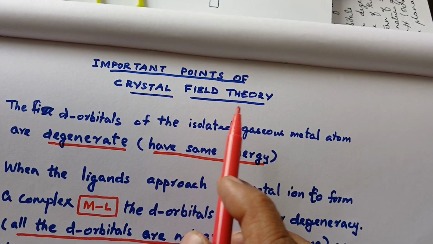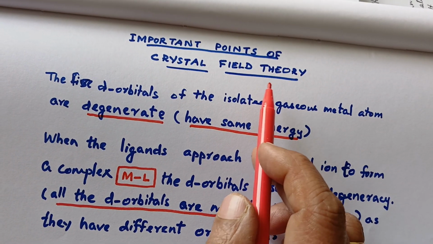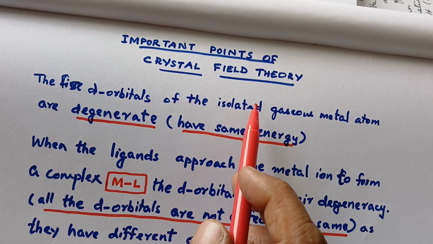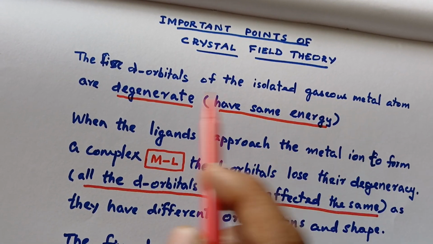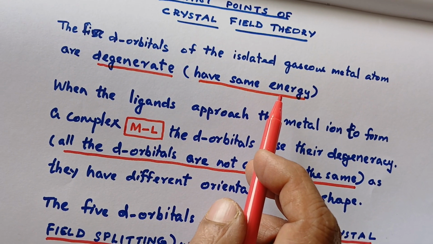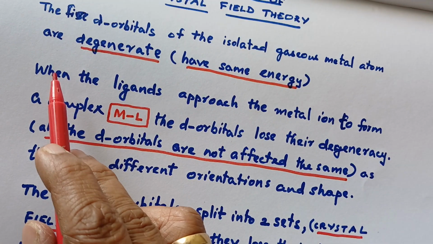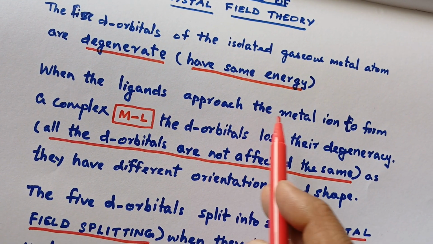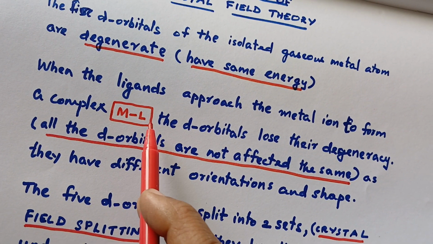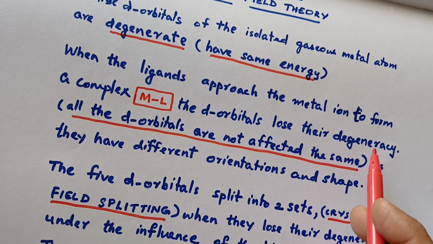Let us look at the important points of crystal field theory. We know that the 5d orbitals of the isolated gaseous metal atom are degenerate, or they have the same energy. But during the formation of a complex, when the ligands approach the metal ion, that is metal and ligand, the d orbitals lose their degeneracy.